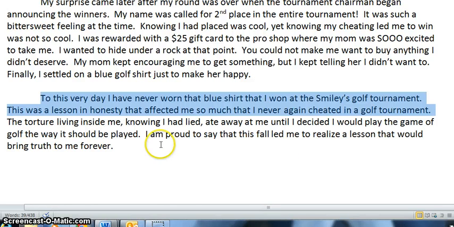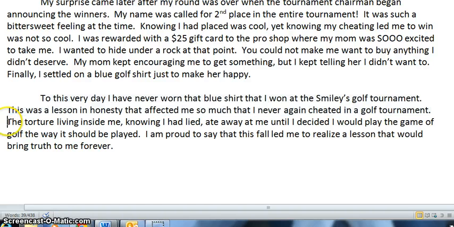And I'm going to go ahead and wrap up the last couple sentences here, including this final sentence, which I'll highlight in a minute as the powerful closing thoughts. The torture living inside me, knowing I had lied, ate away at me until I decided I would play the game of golf the way it should be played. I am proud to say that this fall led me to realize a lesson that would bring truth to me forever. I like that last line.